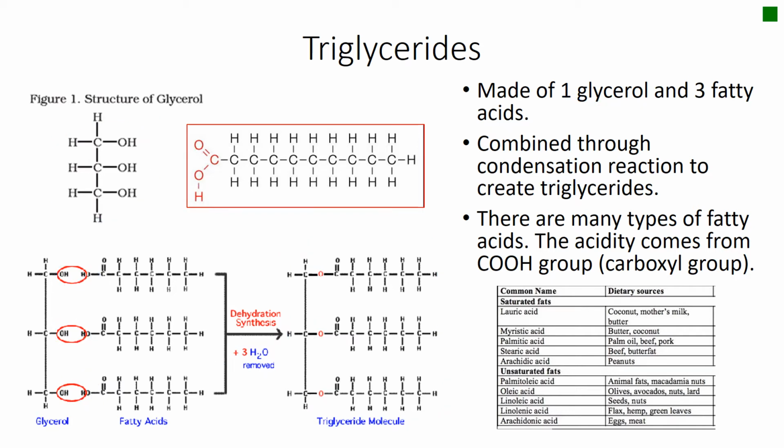Alright, now there are many types of fatty acids. Now I can give you some examples. For example, lauric acid, you can find it in coconut, mother's milk, butter, and so on. And then myristic acid, you can see also in butter and coconut. And in peanut, you have arachidic acid. Okay, and why is the name fatty acid? Those who do chemistry may know that this COOH carboxyl group is what causes the acidity, like vinegar. It also has a COOH or carboxyl group.